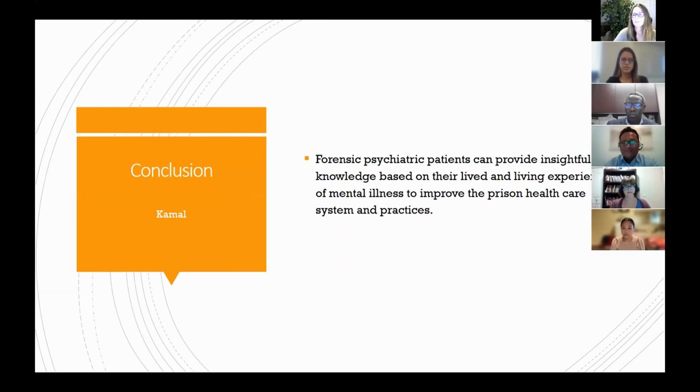So our team's overall conclusion is that forensic psychiatric patients can provide insightful knowledge based on their lived experiences of mental illness to improve the prison healthcare system and practices. We are learning each day. We are involved in this evolving field, and our learning curve should be steep as soon as we are allowed back into the facility and engage in person.